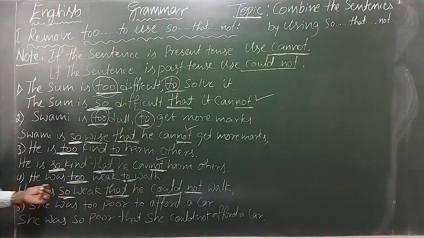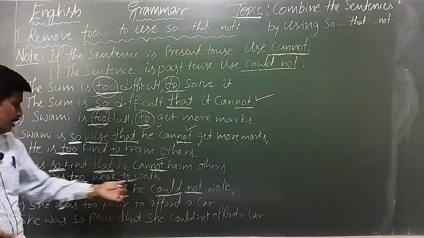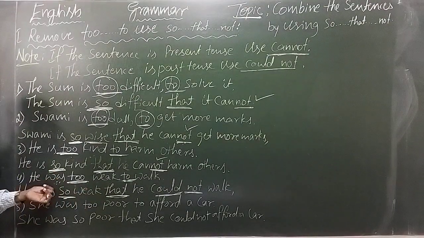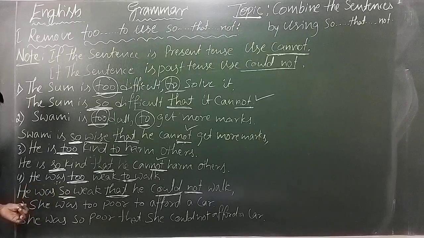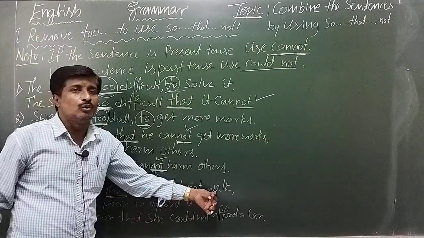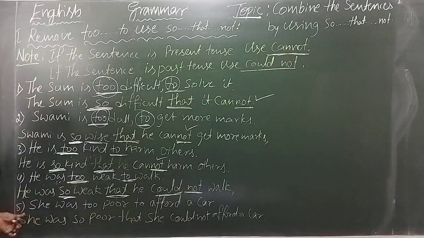See there, he was too weak to walk. This is past tense, and the past tense helping verb is there. That is why: he was so weak that he could not walk.